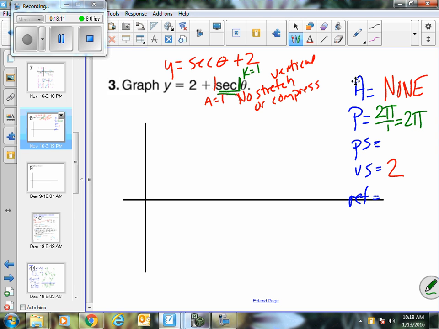Do you have one? Absolutely not. So there isn't one because there's no parentheses. We haven't moved left or right. Is it reflected? Nope. Not reflected because the a value, that 1, is not negative. So when I say a, I'm thinking about the number that is in that slot, but remember there's technically no amplitude.